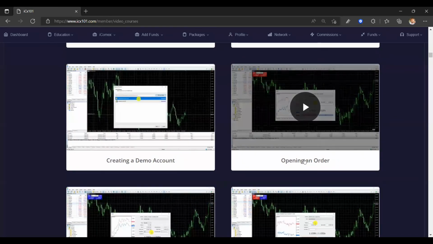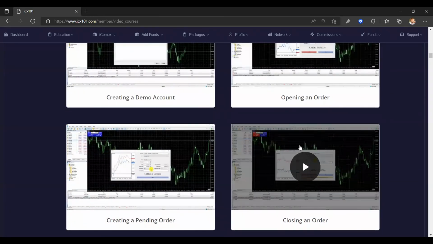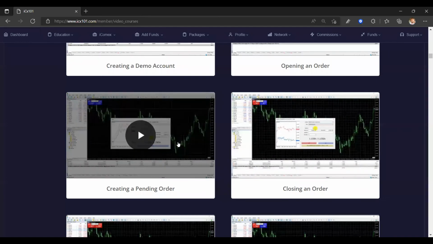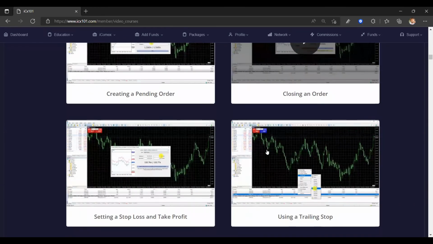Creating a demo account, opening an order. Opening an order means you want to enter a buy or a sell. Okay. Then we have creating a pending order. The video is there. You see the buy stop, sell stop, buy limit, sell limit, whichever way you want. How to close the trade.